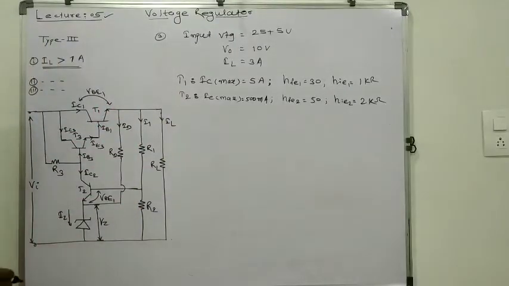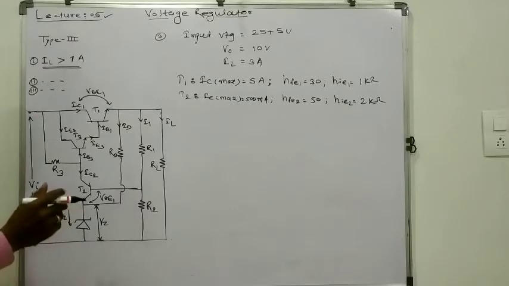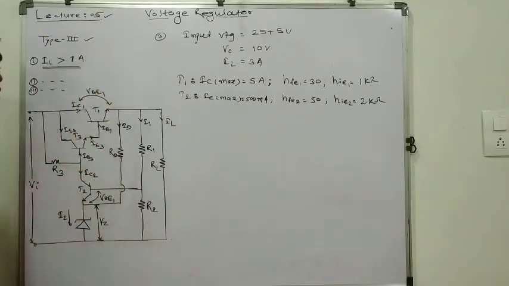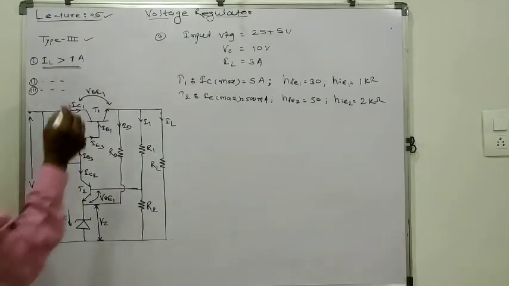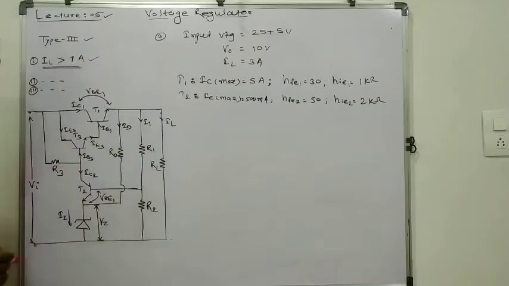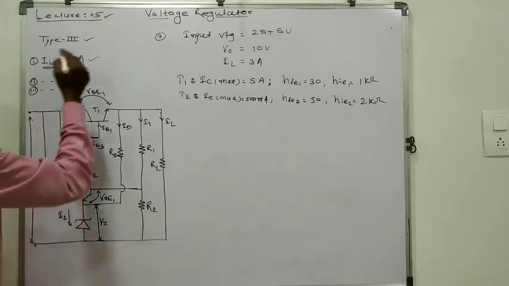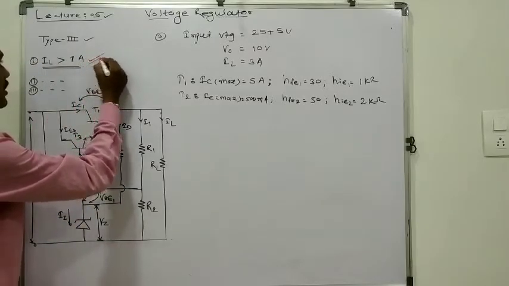Up to this, we learned about type number 1 and 2. Next is type number 3. In type number 3, a major change occurs in the load current. The remaining conditions are the same, that is, no overload protection and no pre-regulator circuitry. That arrangement is not available with this type. Only the load current, we have to concentrate on the load current.